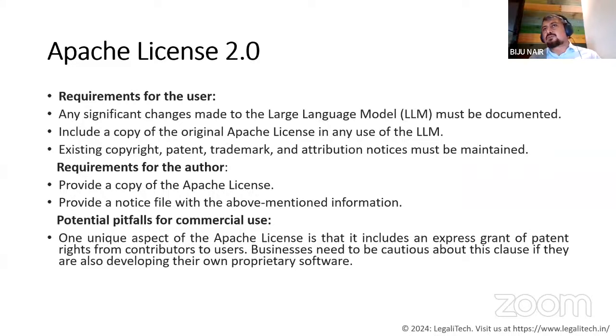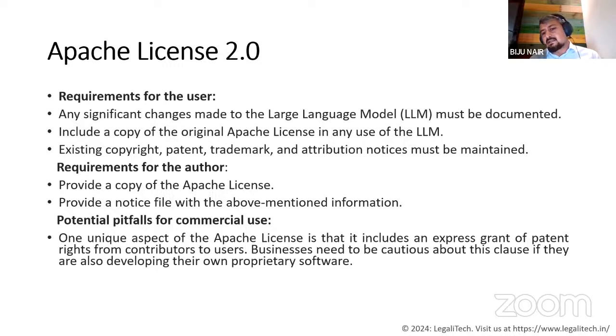Now let's look into each of those open source licenses and see what the requirements are in specific. One of the requirements for the user is that any changes must be documented. Include a copy of the original Apache license in any use of the LLM. Existing copyright, patent, trademark, and attribution notices must be maintained. Requirement for the author: provide a copy of the Apache license and provide a notice file with the above mentioned information.